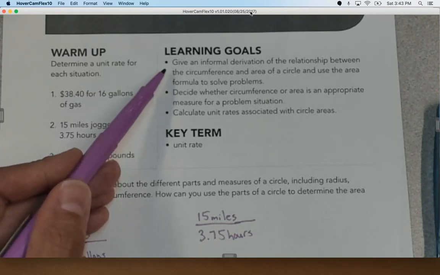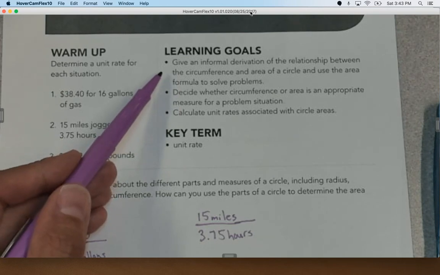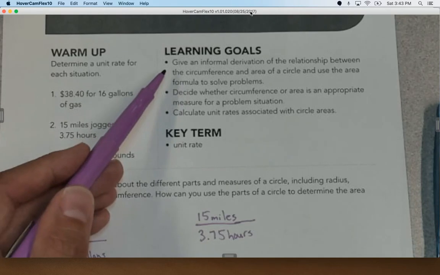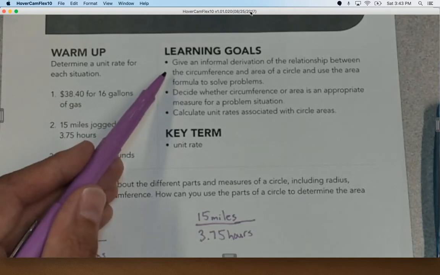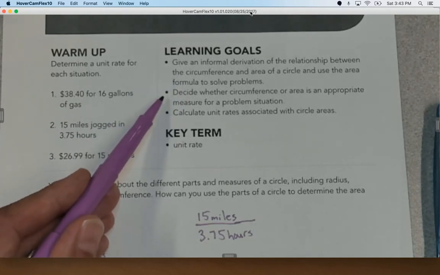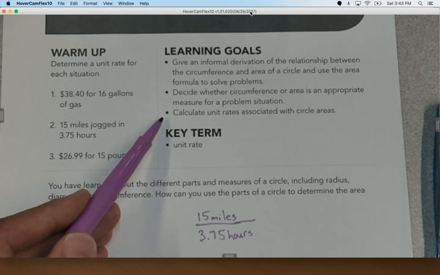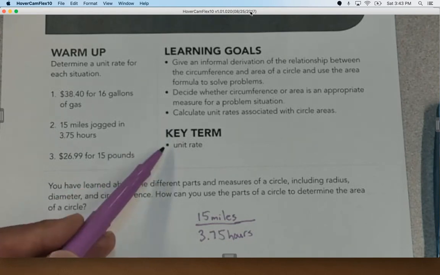Fancy language. Tell the difference between the circumference and the area, and then be able to solve problems depending on whether it's a circumference or an area problem. Decide whether circumference or area is an appropriate measure for a problem situation. Calculate unit rates associated with circle ideas. Key term is unit rate.